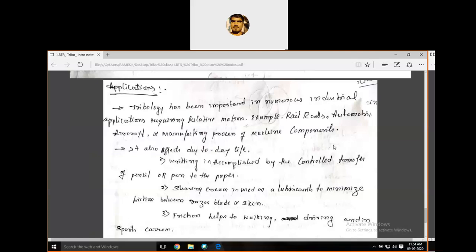If there is no load or pressure, we cannot write. Without load or pressure, can you write anything? No, it is not possible. You have to first hold the pen or pencil, then you have to apply some pressure so that you can write on the paper.